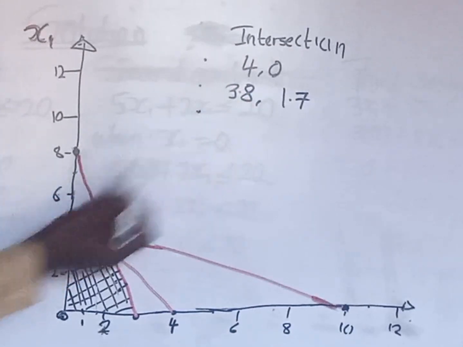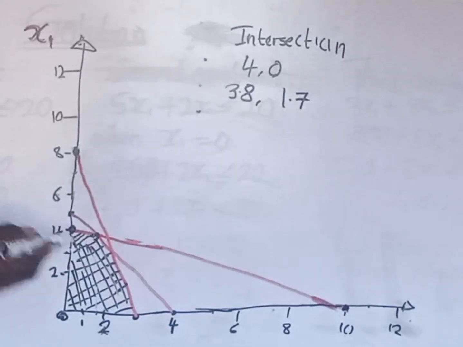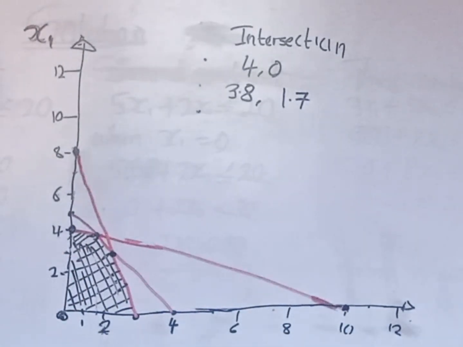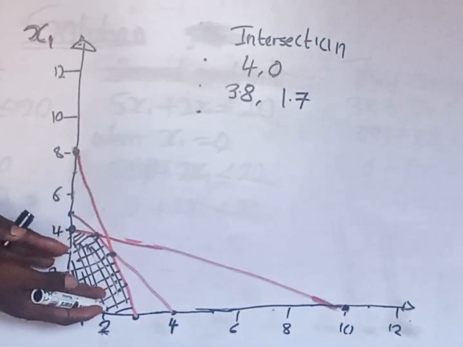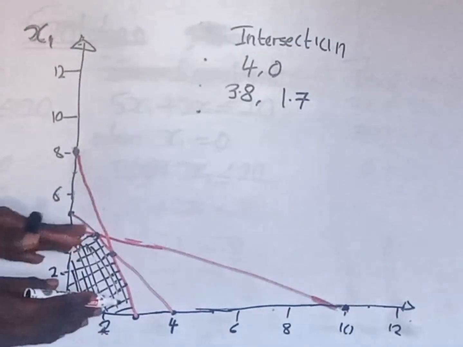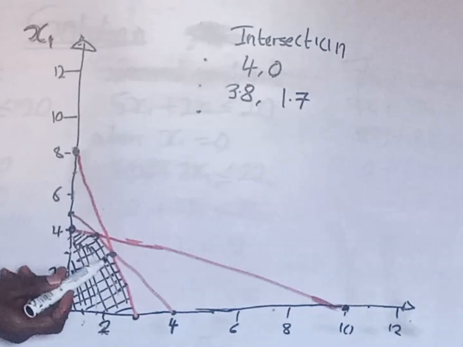So let's proceed. The first intersection is this. The second intersection is this. So let's proceed. This is another intersection here. Because I told you that since the inequality signs of our constraints are less than or equal to, the solution will move towards the origin. So that's the reason why I chose this side. That's the reason why I painted this side. So the third intersection is this.